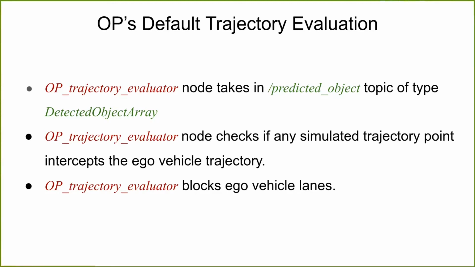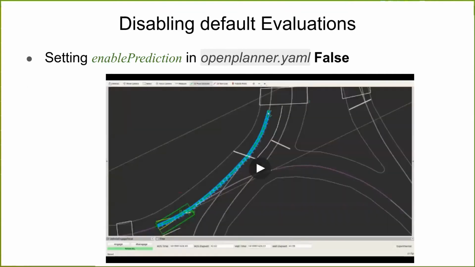There are parameters inside the evaluator node that you can tweak. For example, you can increase the horizontal safety distance and vertical safety distance before the ego vehicle actually stops at the intersection point. Going forward, there is a parameter inside the trajectory evaluator node, enable prediction. You can toggle it inside the openplanner.yaml file. By default, it's false for us right now. And what does it do when it's false?